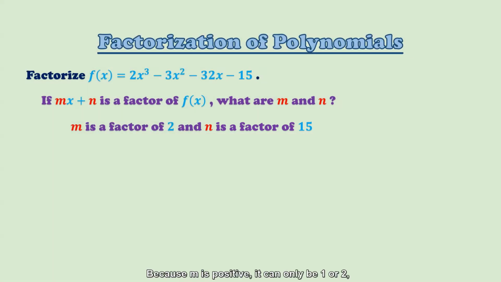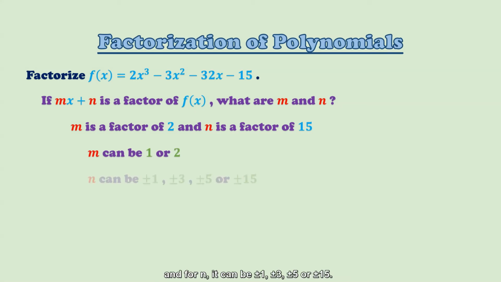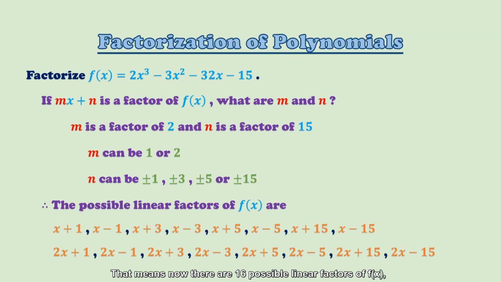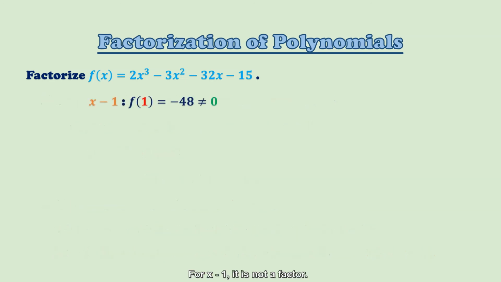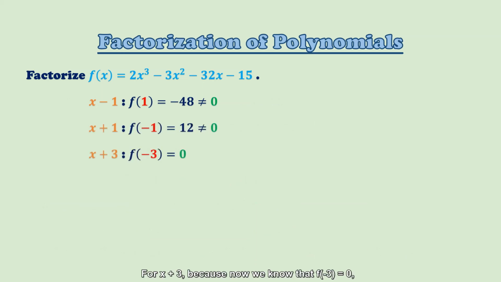Because m is positive, it can only be 1 or 2. And for n, it can be plus or minus 1, plus or minus 3, plus or minus 5, or plus or minus 15. That means now there are 16 possible linear factors of f(x). And then we apply the factor theorem to check these possible linear factors. For x - 1, it is not a factor. For x + 1, it is also not a factor. For x + 3, because now we know that f(-3) is equal to 0, we should know that x + 3 is a factor of f(x).